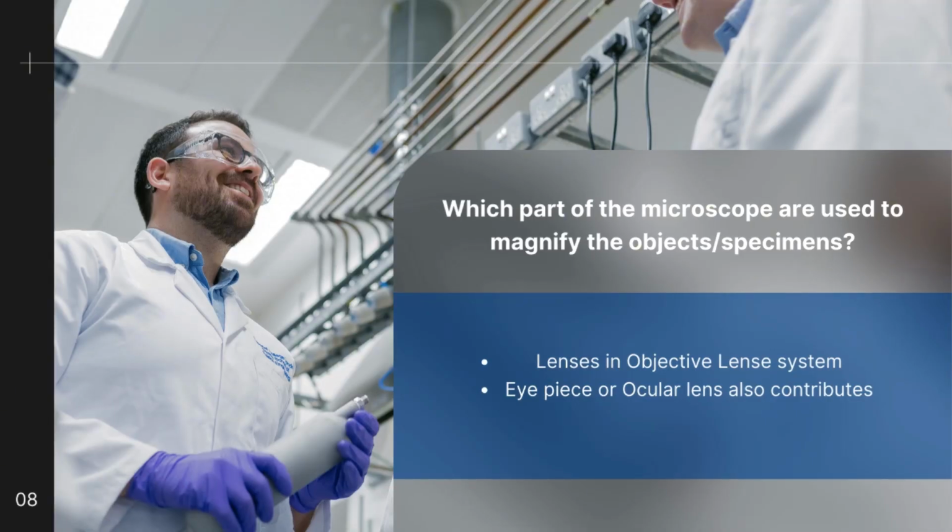The part of a microscope primarily responsible for magnifying objects or specimens is a combination of lenses found in the objective lens system. These lenses are located near the specimen and are designed to gather light and magnify the image of the specimen. Microscopes often have multiple objective lenses with varying magnification powers, allowing users to select the level of magnification they require for their observations. The eyepiece lens or ocular lens also contributes to the overall magnification by further enlarging the image produced by the objective lenses.